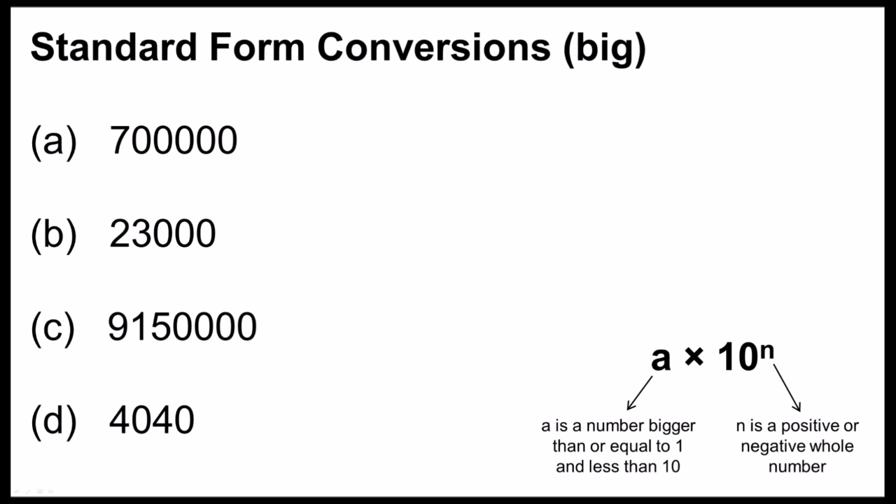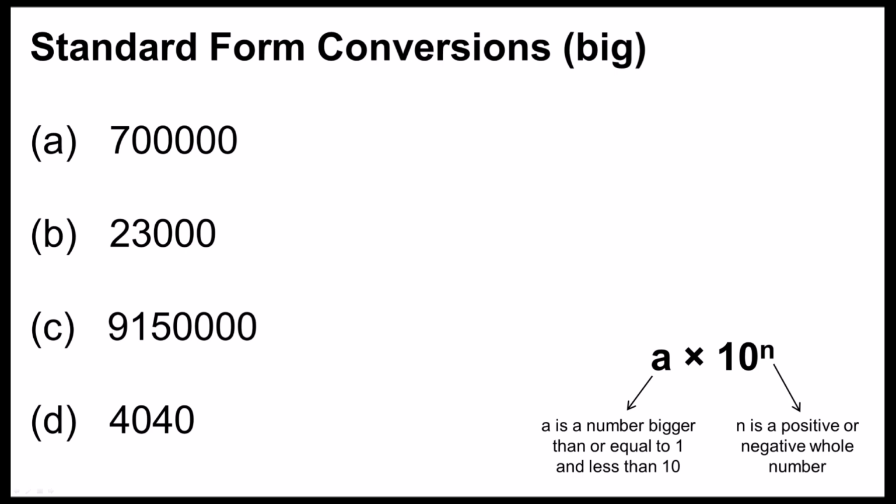In the bottom right corner, you can see an example of what standard form looks like. The first part is always a number which is bigger than or equal to 1 but less than 10. That means that it cannot equal 10. This is made up of the key digits from the original ordinary number, disregarding any zeros that appear after these digits.